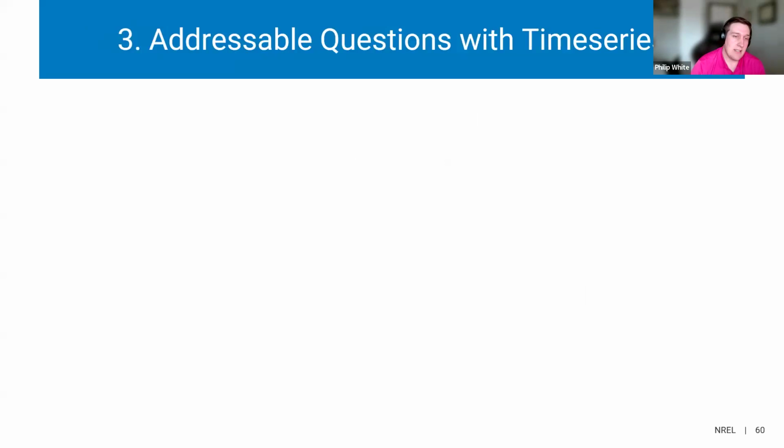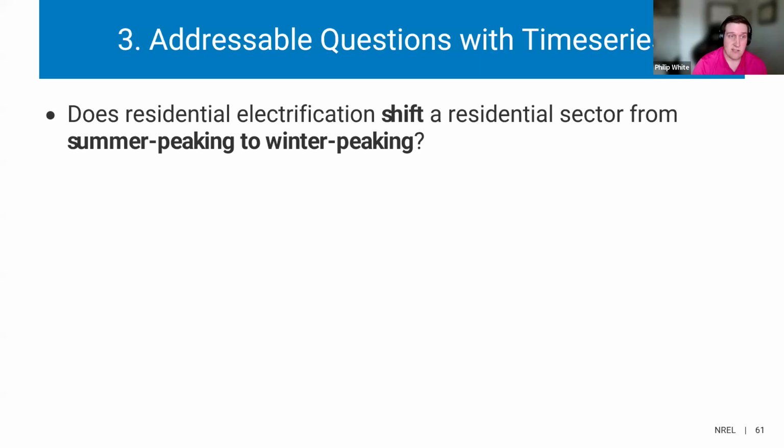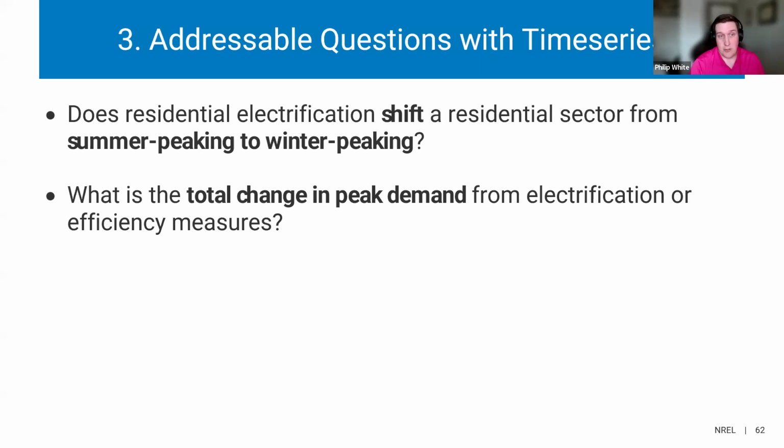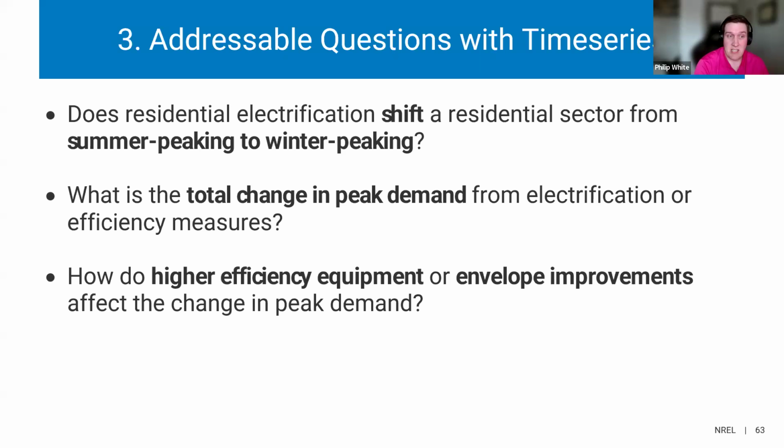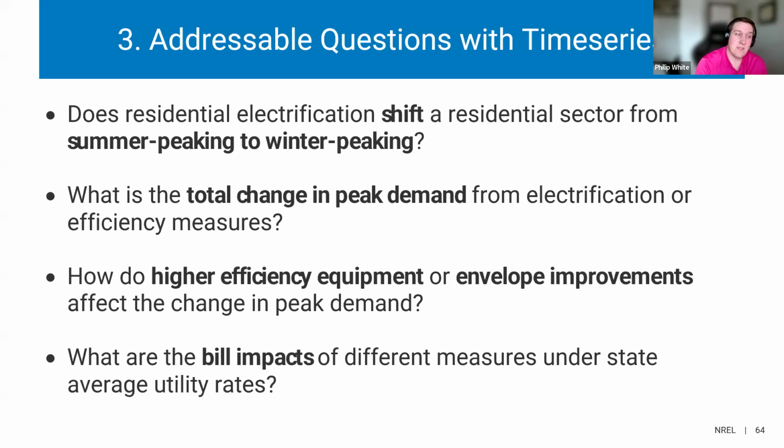And lastly, what kind of questions can be addressed with time series? So does residential electrification shift a residential sector from summer peaking to winter peaking? What is the total change in peak demand from electrification or efficiency measures? How do higher efficiency equipment or envelope improvements affect the change in peak demand? And what are the bill impacts of different measures under state average utility rates?